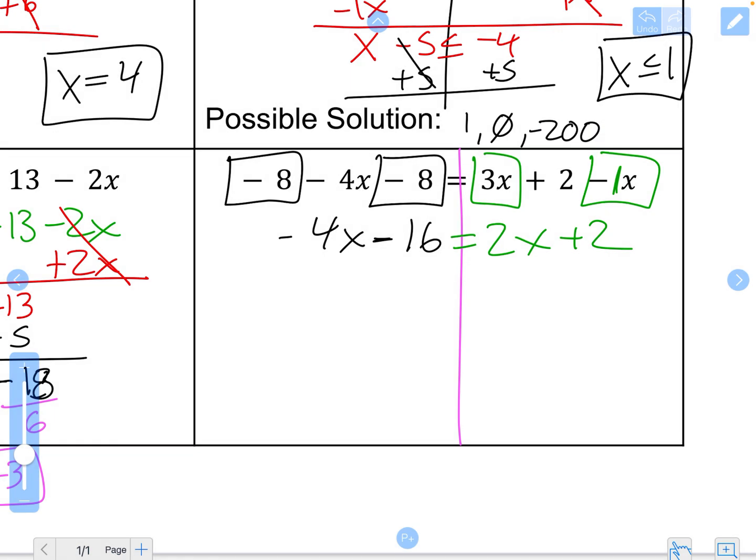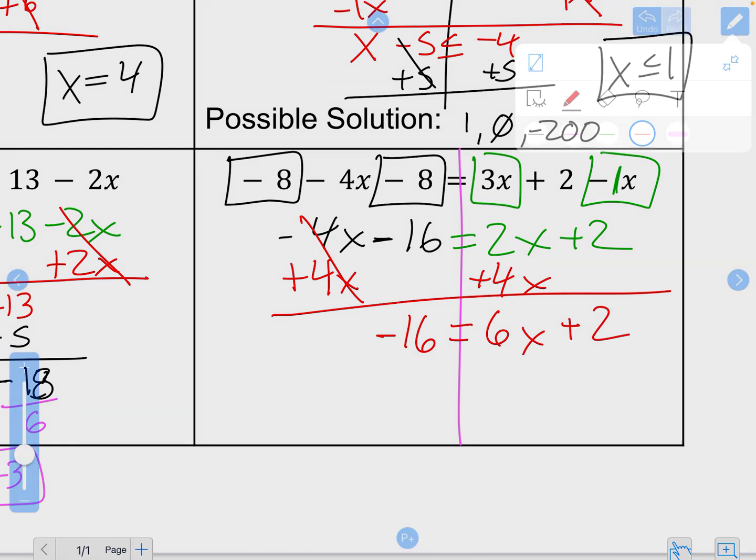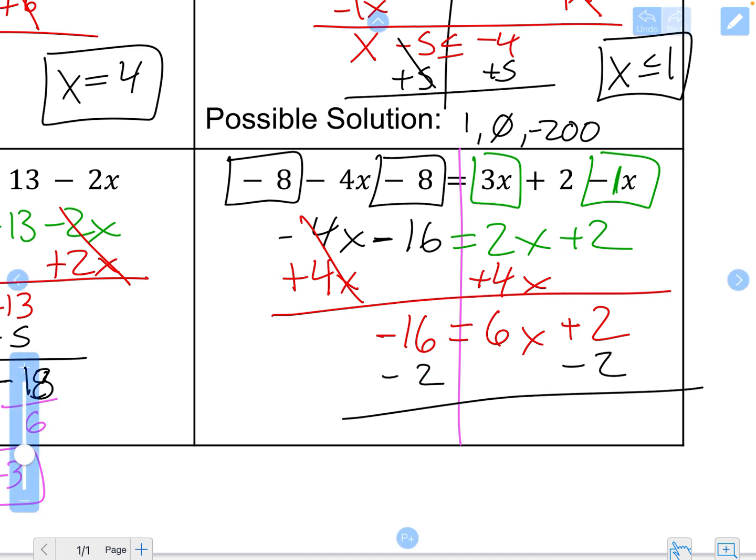I'm going to combine my variable terms. So I'm going to add 4x to both sides because I have to do the opposite to cross the line. So we get 6x. I'm going to bring down my negative 16, bring down my positive 2. Now I need to combine my constant terms. So we're going to subtract 2. Those two cancel. I'm left with a negative 18 equals 6x.